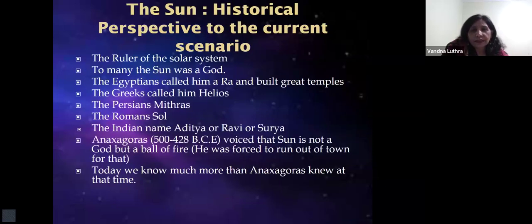When we are talking about the sun, we are talking about its perspective to the current scenario. Many civilizations have called it by different names, including Egyptians as Ra, Greeks as Helios, and Persians as Mithras, and our Indian name, that is Aditya or Ravi or Surya. And when we are talking about Aditya, the Aditya mission is something which will provide an excellent opportunity for those who are working in this field to have enough data. I think we are going to get a huge amount of data from the Aditya mission that will provide ample opportunity for looking at and analyzing the data.